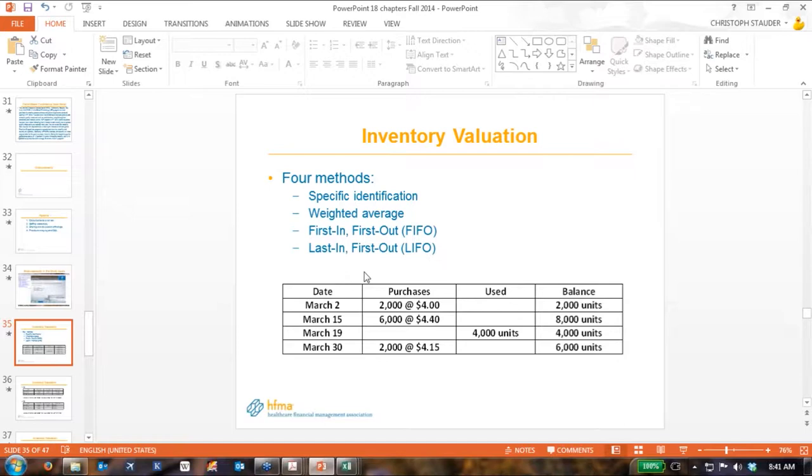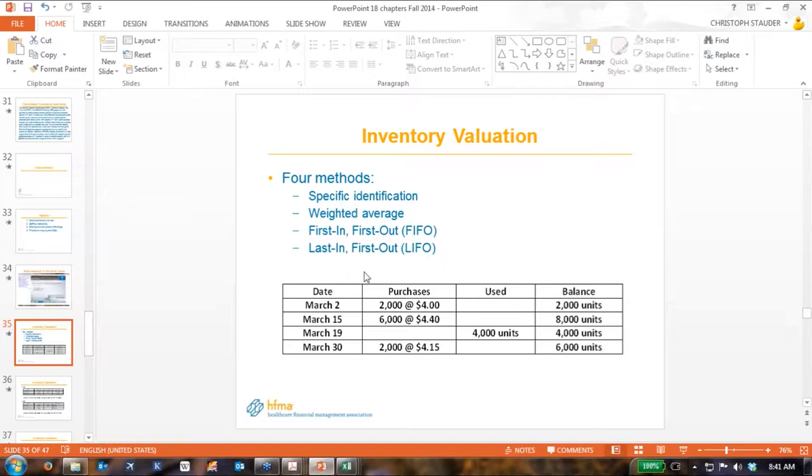There's four ways in which this can be handled. Either you basically tag every single item, and whichever item you take off the shelf gets dispensed at whatever price you paid for it. That would apply to higher priced items or stickered items where you have the ability to actually sticker something and identify it specifically, not just generically, but specifically.